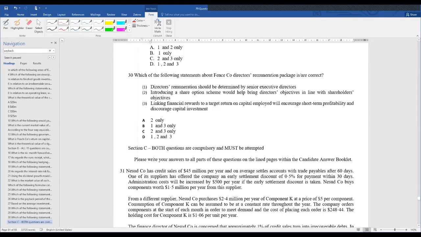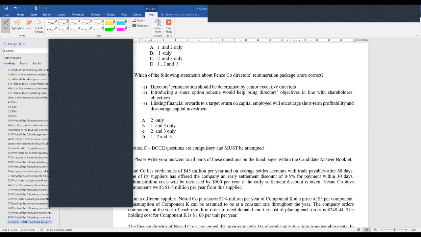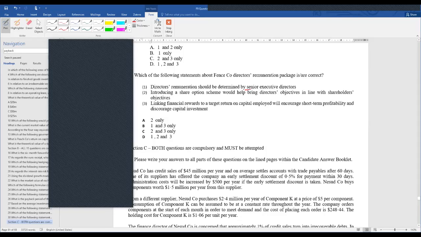Now here, when it comes to the pay, who designs the pay of the directors? It is the remuneration committee, which is a part of the board of directors, not the senior executive. Therefore, any option that says senior executives is wrong. Therefore, B and D are out.